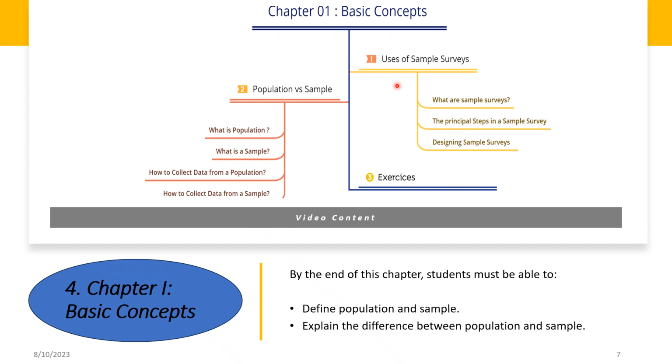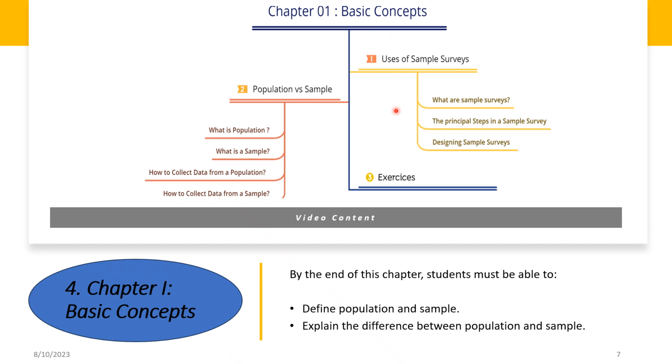This chapter is structured into sections. Section 1, uses of sample survey, which has 3 subsections: What is a sample survey? The principal steps in a sample survey, and the last one, designing a sampling survey.